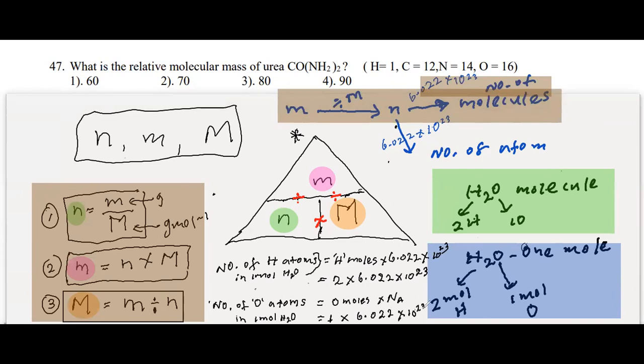So there are 3 types of questions they can ask. If they give 1 mole of water, they can ask for hydrogen moles 2, oxygen moles 1. Then you can go for the hydrogen atoms, from moles to atoms. Now if you want to find the total atoms, look at the screen.